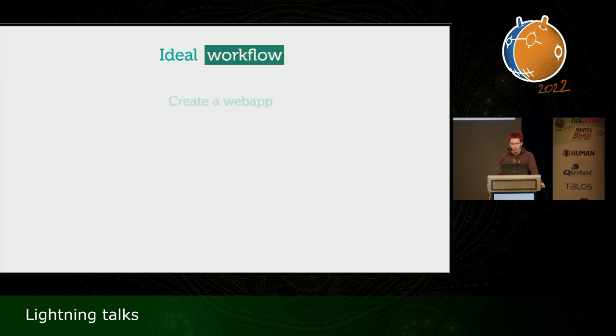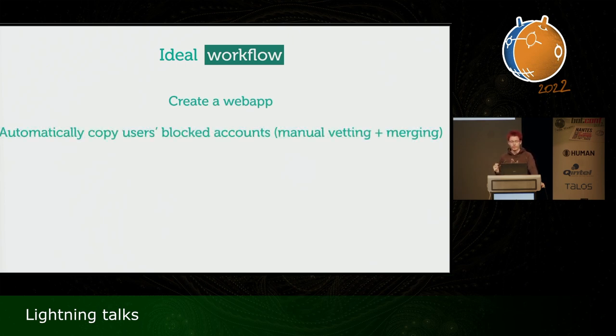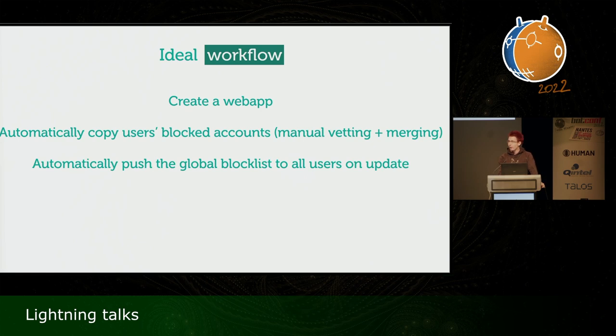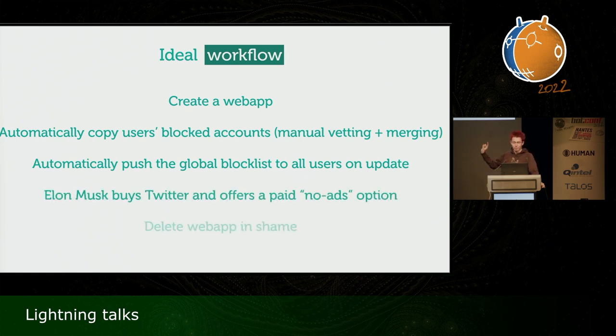But it could actually be better. What I would like to do is create a web app, because getting keys is a bit annoying, so you just go to a web page, click login with Twitter, and then I would steal your block list, you would get mine for free, and I would merge them manually. Every time there's an update, you would get it. The reason I'm not going to do it right now is that I think this is what's going to happen. Thank you very much.